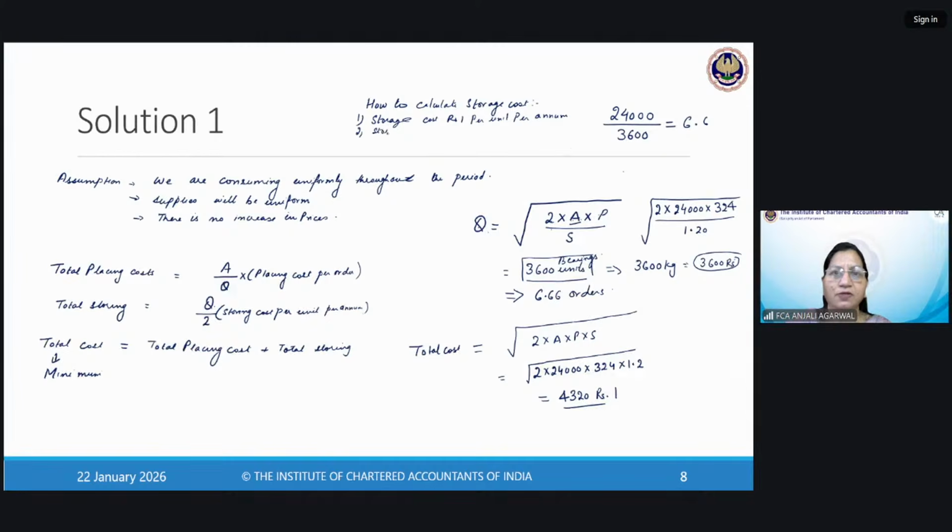Second, storage cost, like it was given here, ₹0.10 per unit per month. So what did you do? You simply multiplied 0.10 by 12. Third, you can also be given that the storage cost is 10% of the raw material price.